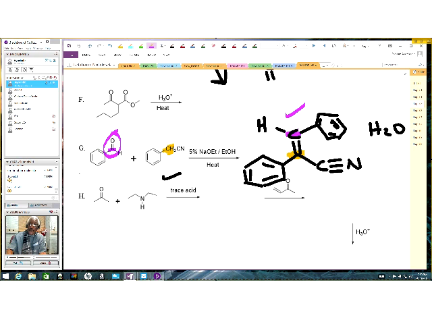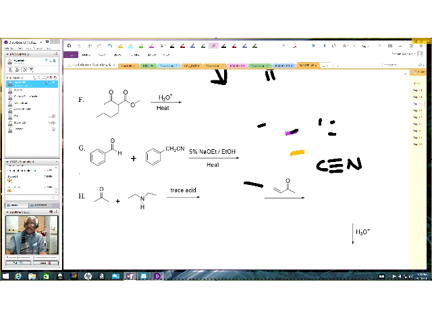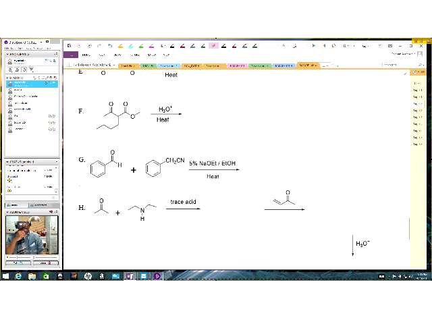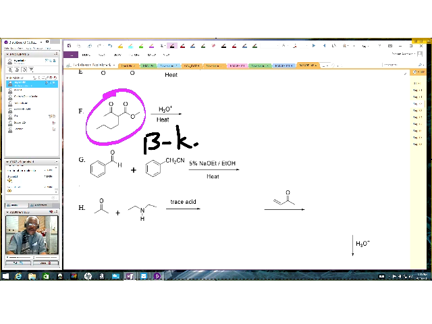I'm hoping that you guys have written this down, so let me go ahead and erase this. Then we do F. Okay, let us do F. Now, in F, what do we have in F? We have what we call a beta-ketoester.